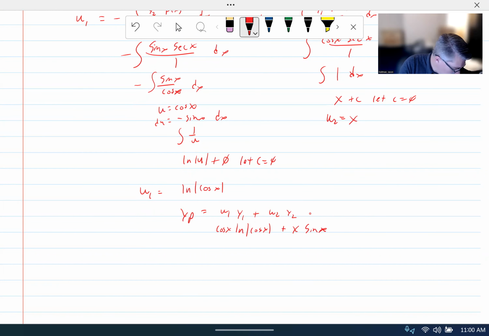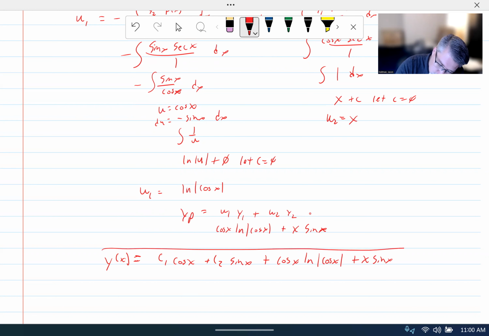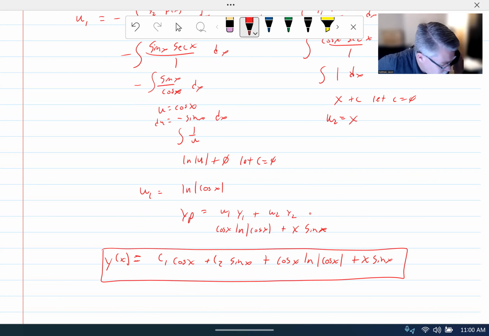So putting this all together, y of x is equal to c1 cosine x plus c2 sine x plus cosine x natural log of cosine x plus x sine x. And that's my solution to that differential equation, the general solution.